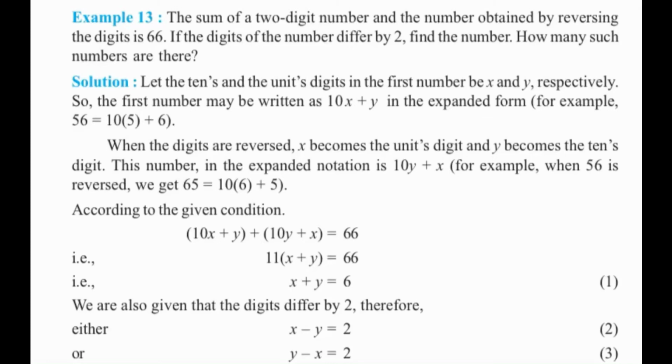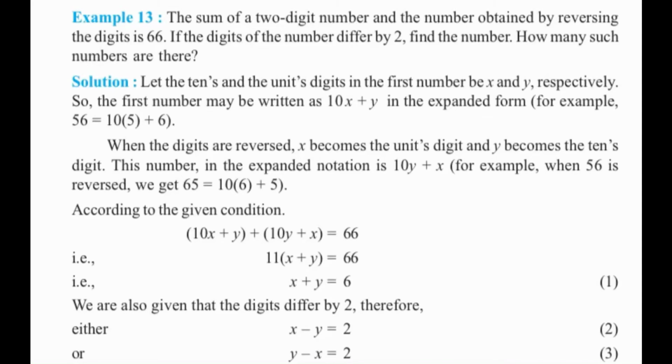First of all, you know that a two-digit number is represented by 10x plus y, where x is the digit at tens place and y is the digit at unit place. So let the tens and the units digit of the first number be x and y. Now, to obtain the number by reversing the digits, the digit at unit place will become the digit at tens place and the digit at tens place will become the digit at units place. So the number obtained by reversing the digits will be 10y plus x.